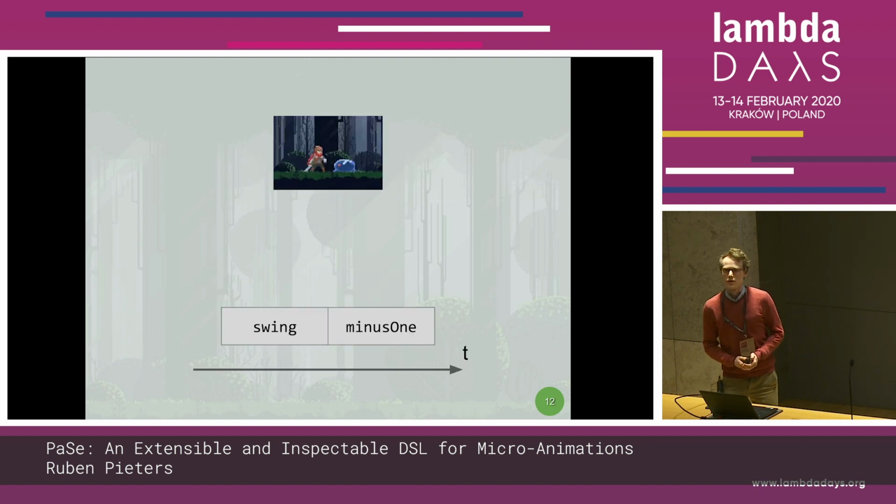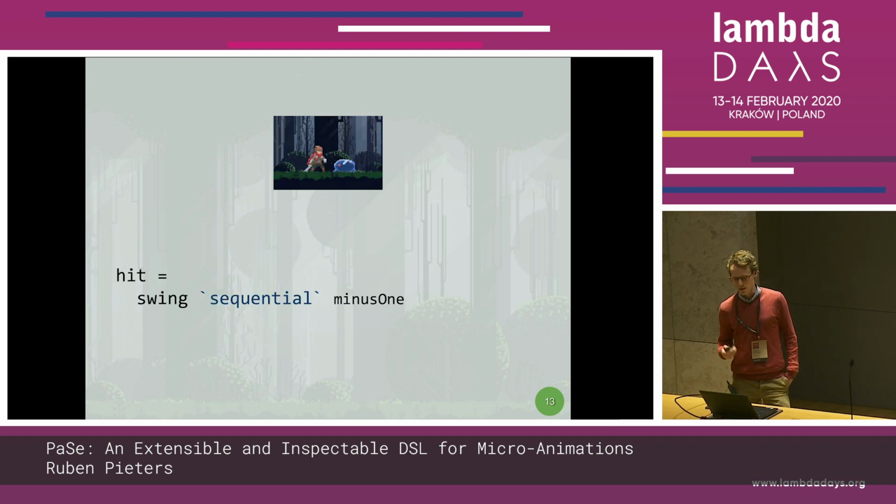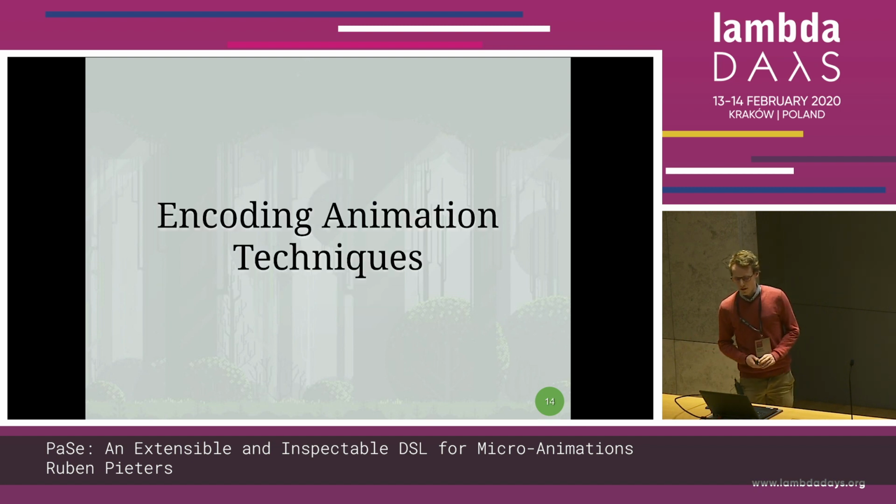We also have the sequential composition, where we have the swing animation first, and afterwards we have this -1 particle that appears on top of this line. This is an example of something that we could do within a sequential animation, where we say swing sequential -1.